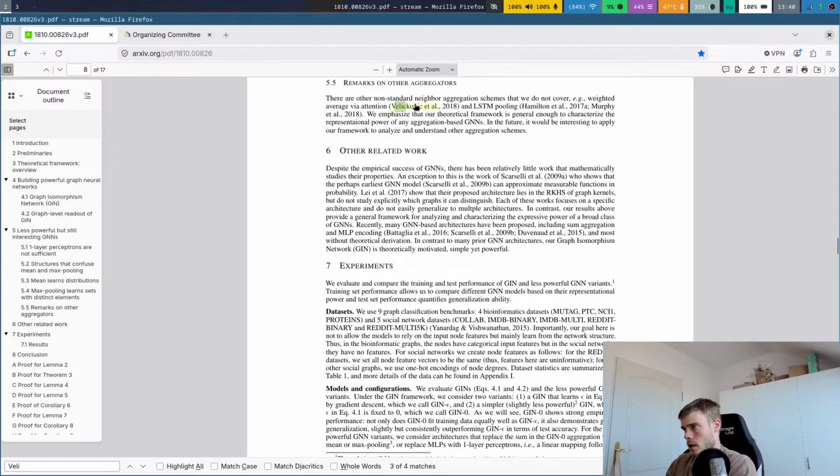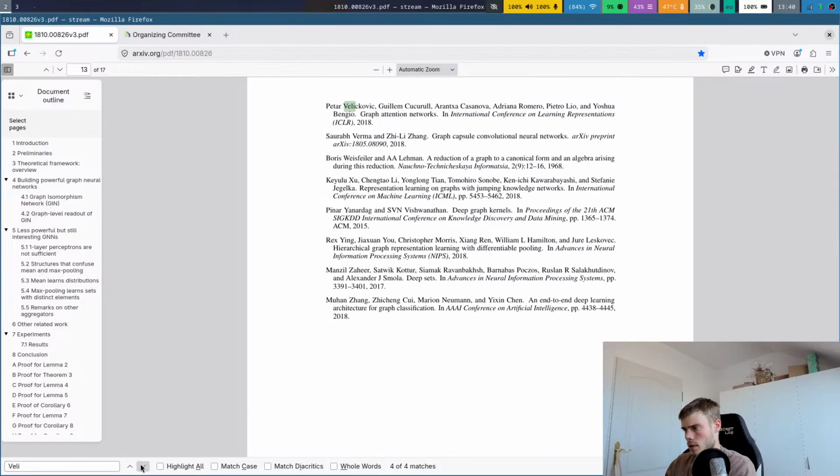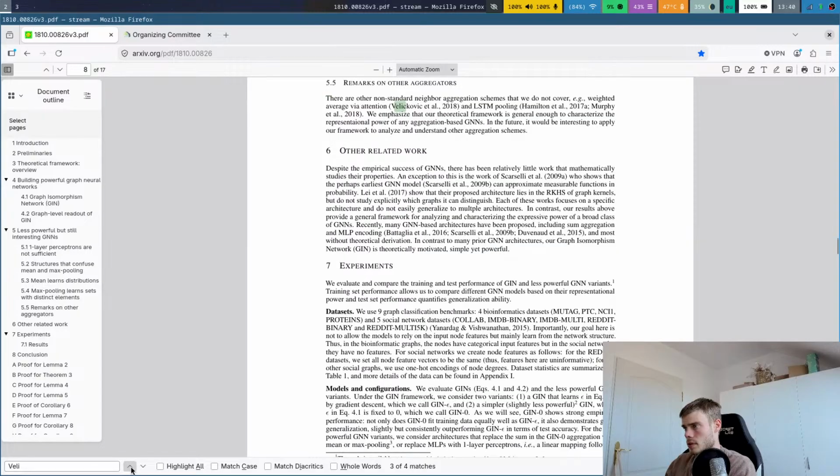There are other non-standard neighbor aggregation schemes that we do not cover, for example, average via attention. We emphasize that our theoretical framework is general enough to characterize the representational power of any aggregation-based GNNs. In the future, it would be interesting to apply our framework to analyze and understand our aggregation scheme. Okay, it's just here. Okay.